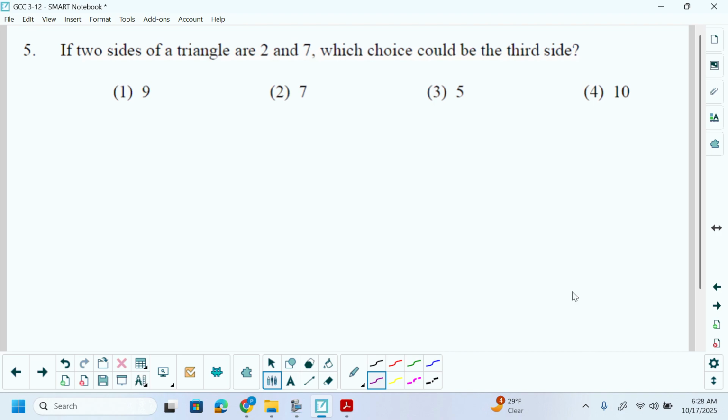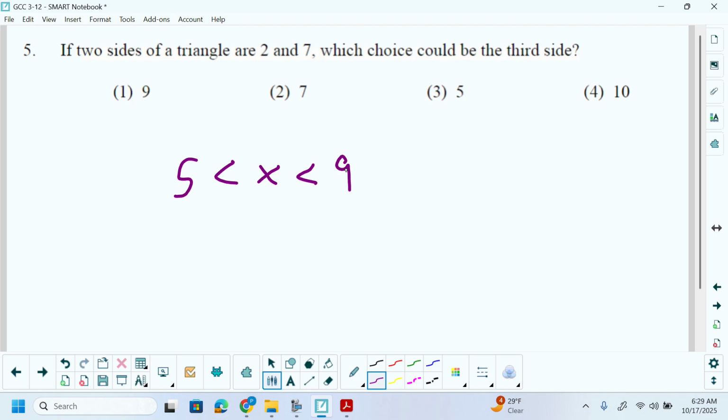Moving on to the next one. This is what we saw a few days ago in our triangle inequality. If two sides are 2 and 7, what could the third side be? Well, first let's set up our inequality. To get our lower bound, just subtract the two sides. 7 minus 2 is 5. So that's less than the third side, which would be less than whatever we get when we add those two sides. 2 and 7 gives us 9.